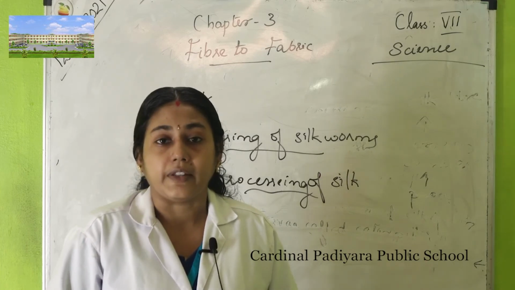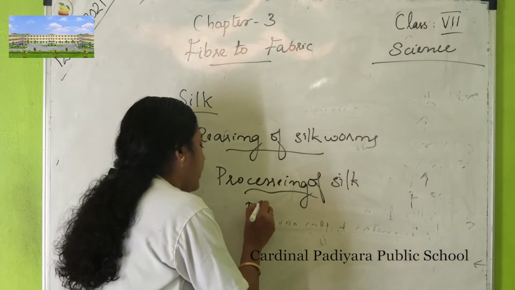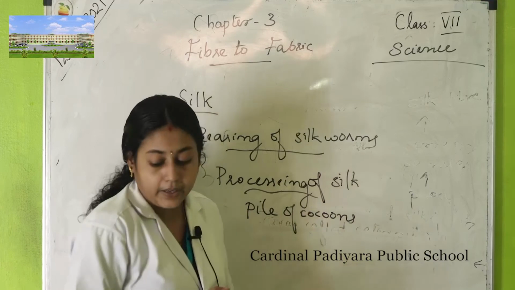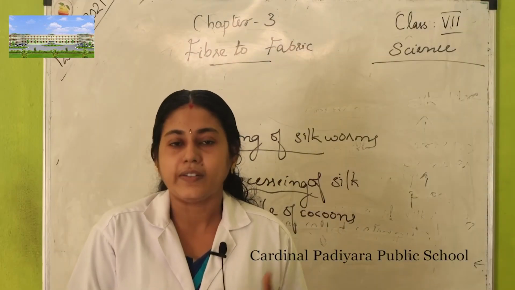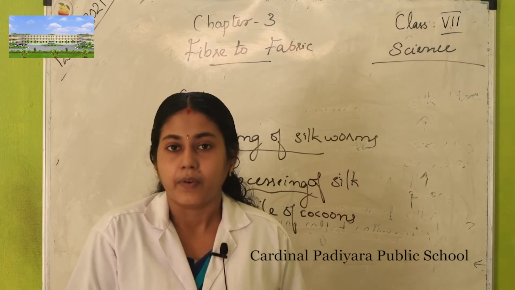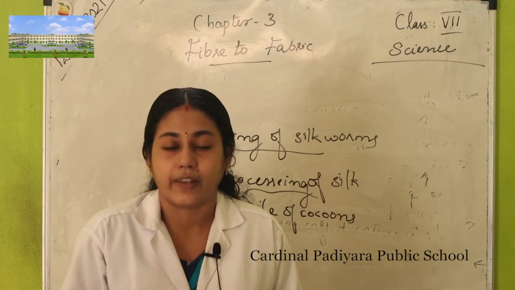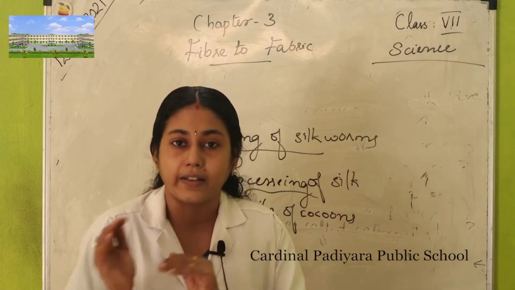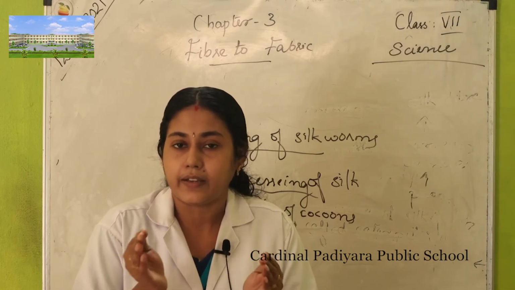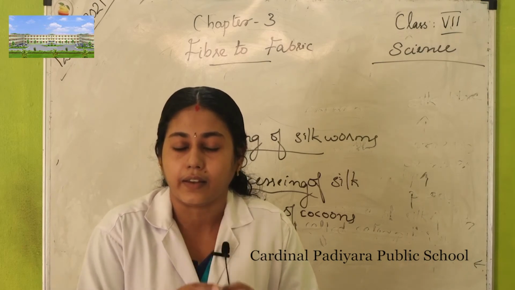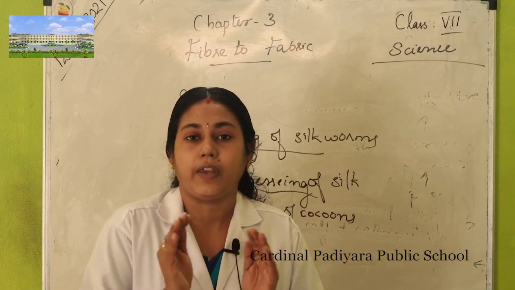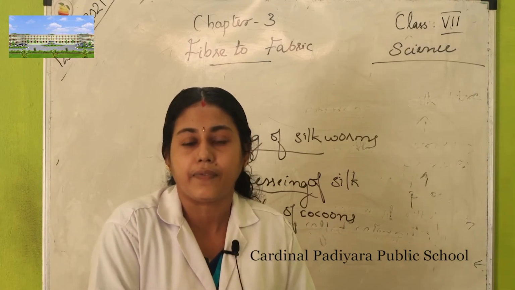For the processing of silk, a pile of cocoons is needed. The cocoons are kept under the sun, or boiled, or exposed to steam to separate the cocoon and the caterpillar. We have to get the silk fiber. The cocoon contains the caterpillar and the fiber, and we have to separate those two. We want to get only the silk fiber.